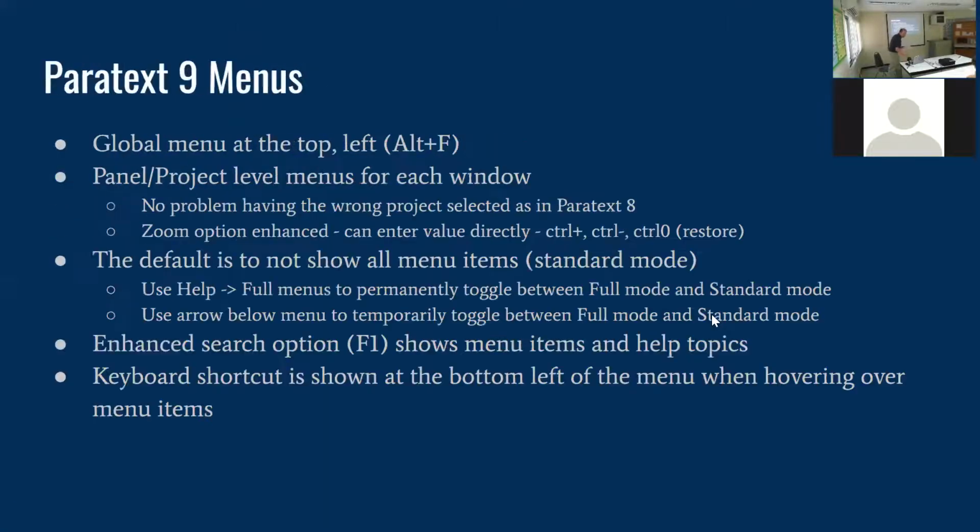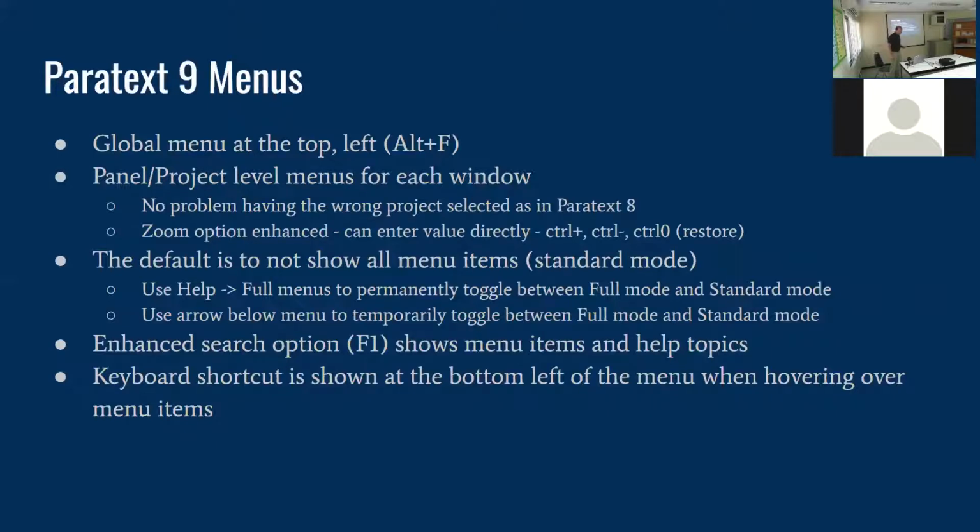Okay, so the menus have changed quite a bit. There's now a global menu at the top, and I'll show you all this. And then each window has its own menu. Like in Paratext 8, you had to click on the project window first, make sure you had the right project selected, then go to the top menus and do project settings and stuff. If you had the wrong window selected, you're doing what you want to do for the wrong project usually, and that is confusing to people.